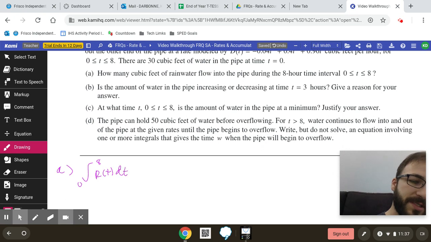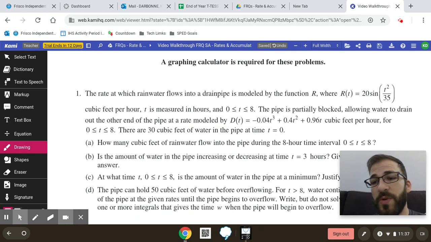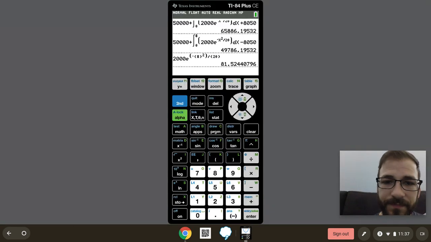And when you're writing for your exam, you can be that lazy. You don't have to write out R of t all the way. You can just abbreviate and say R of t. So the integral from 0 to 8 of R of t dt, 20 sine of t squared over 35.